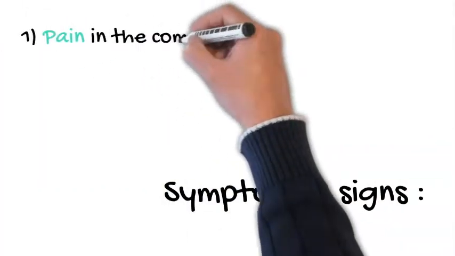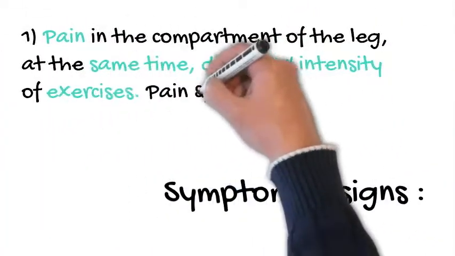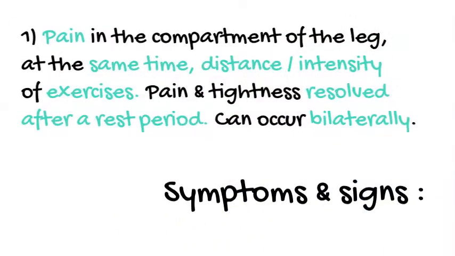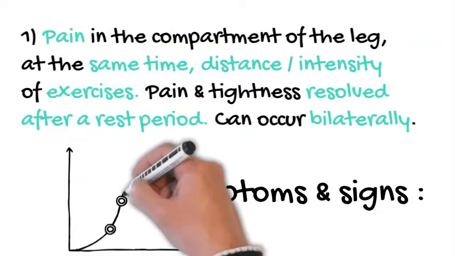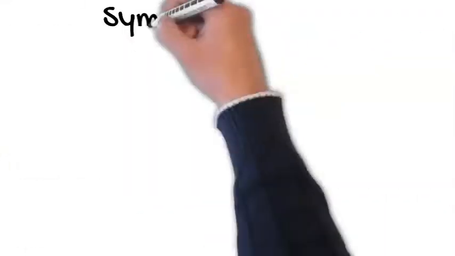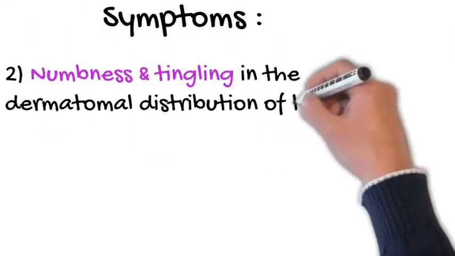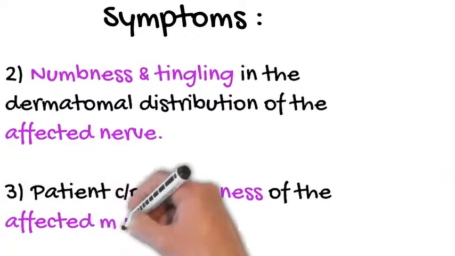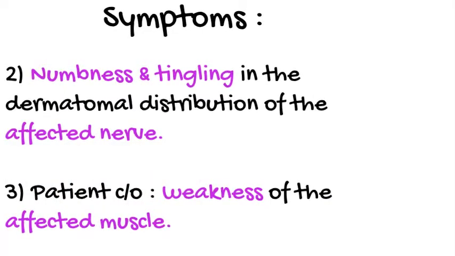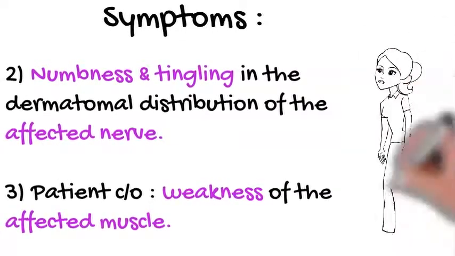Symptoms and signs of CECS. 1. Pain in the compartment of the leg at the same time, distance, or intensity of exercise. Pain and tightness resolve after a rest period. It can occur bilaterally. 2. Numbness and tingling in the dermatomal distribution of the affected nerve. 3. The patient will complain of weakness of the affected muscle.